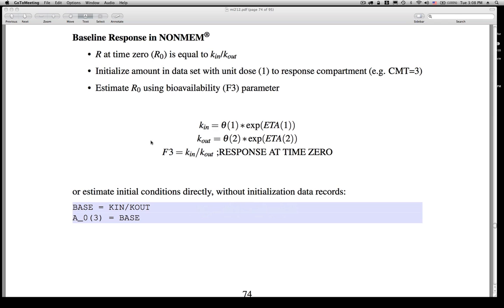So that's how we'll set up this idea in the models we're going to look at, where we're going to use a dummy dosing record to initialize the compartment and scale that dose of 1 by the bioavailability fraction.